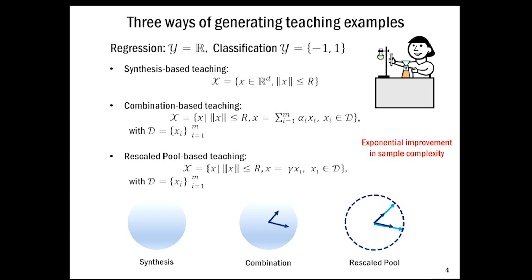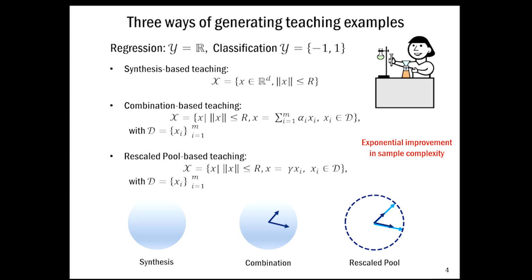The second way of designing examples is called combination-based teaching. Essentially, the teacher starts with a pool of examples, X in this data set D, and can perform some kind of weighted combination of these existing examples. The third way of designing examples is what we call scaled pool-based teaching. In this case, again, there's a pool of examples, D, and the teacher can only take an existing example and scale it down or up, scaling the norm of these data points.